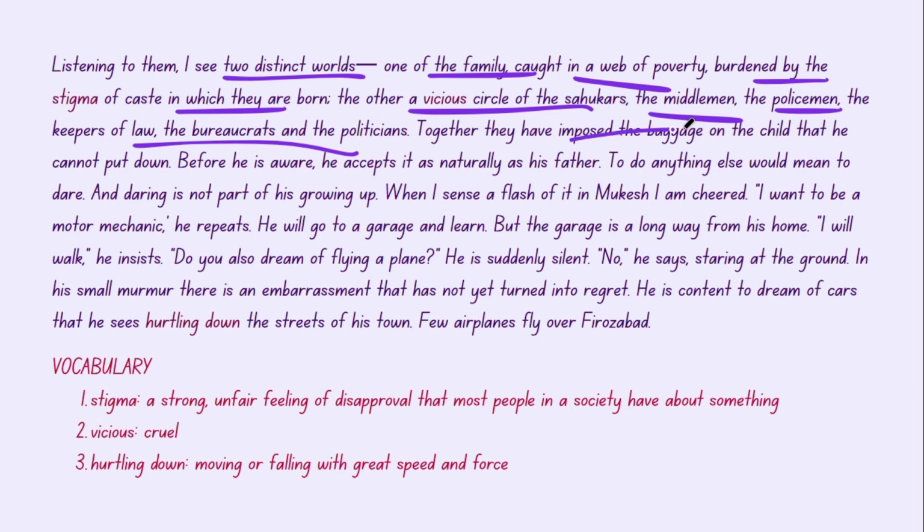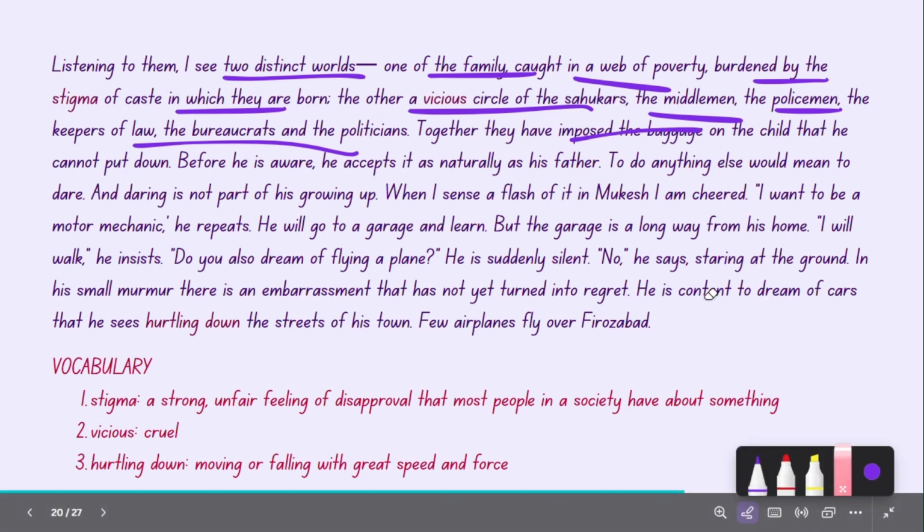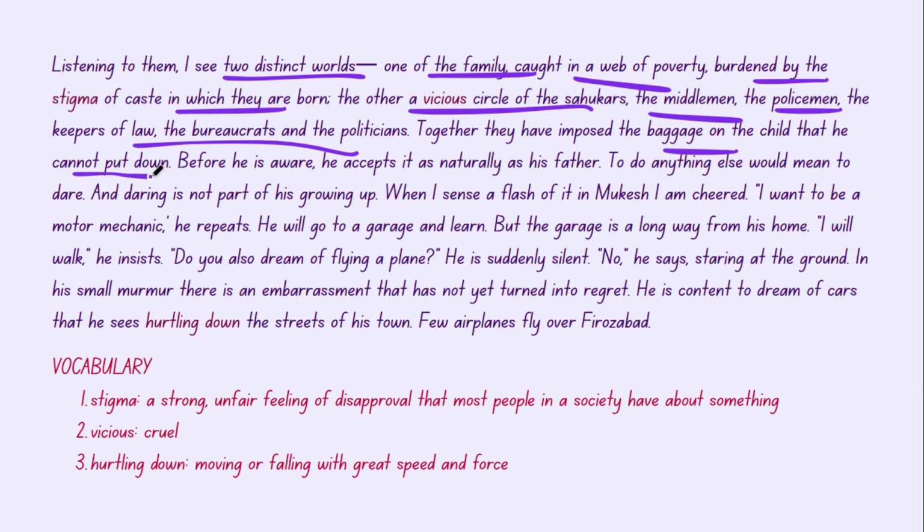Together, they have imposed the baggage on the child that he cannot put down. Now, together, all these people have imposed the burden, and it has come down on the children. They cannot put this down because they have to carry it forward. The elders get tired, they get blind, they get sick, they may die. And then all this burden comes on to the children. Before he is aware, he accepts it as naturally as his father.